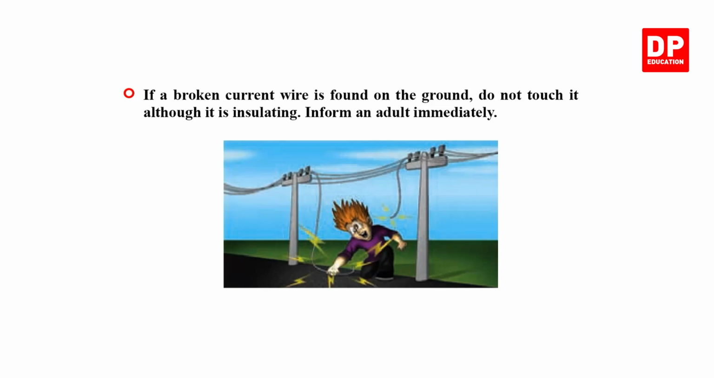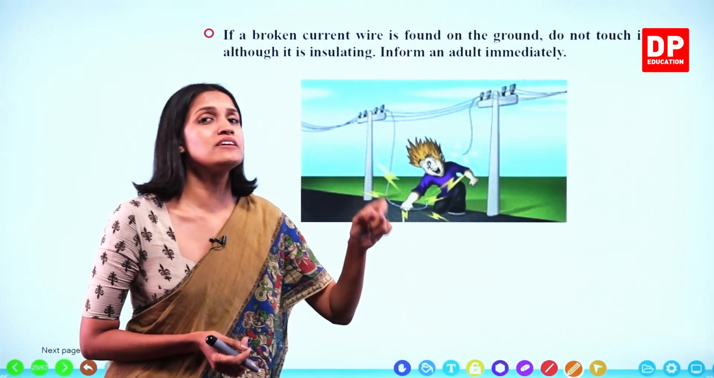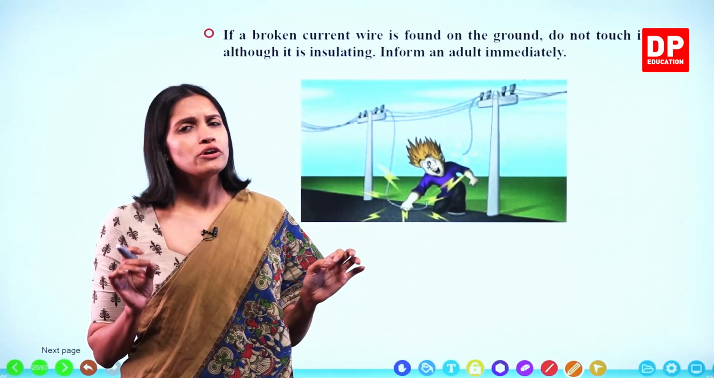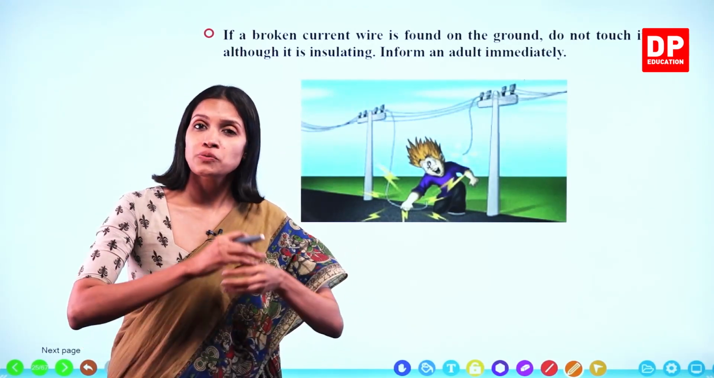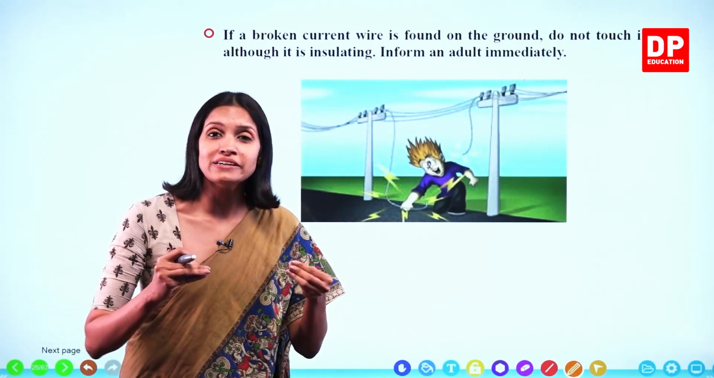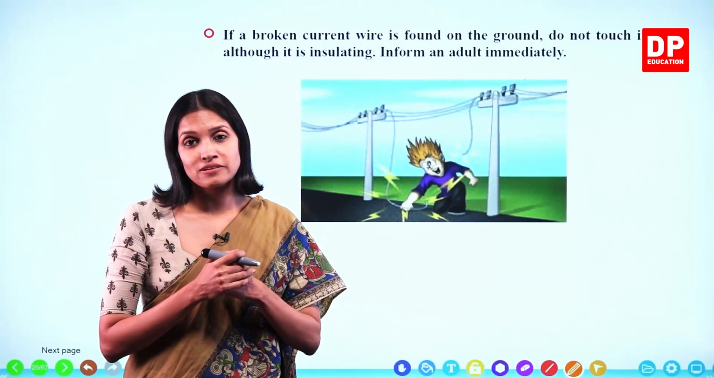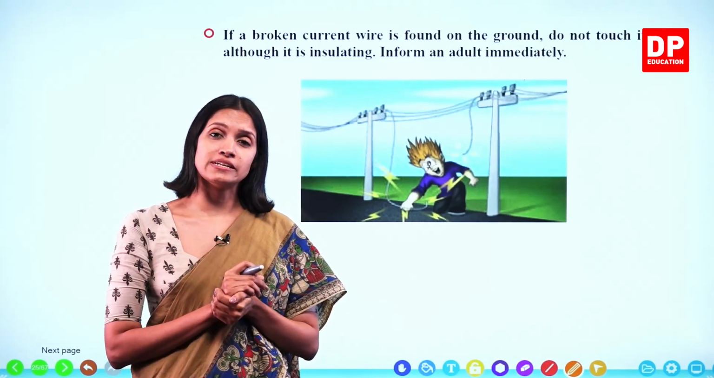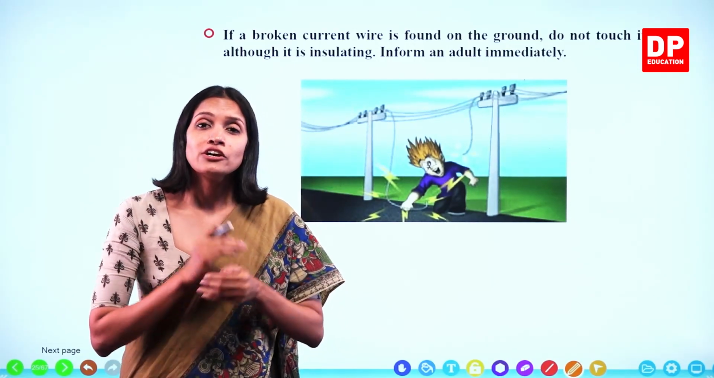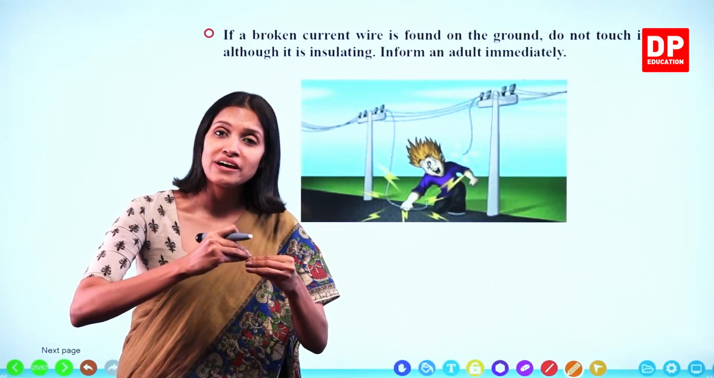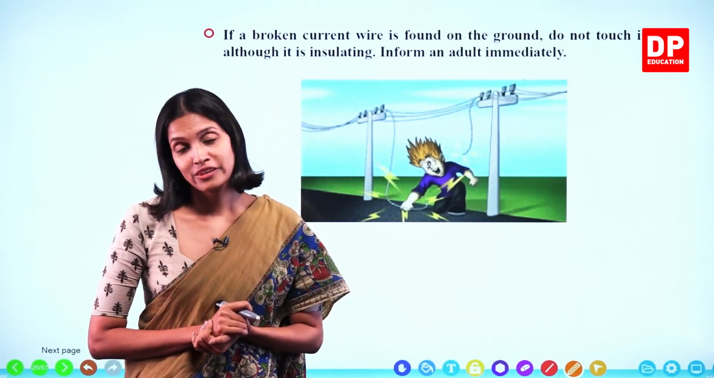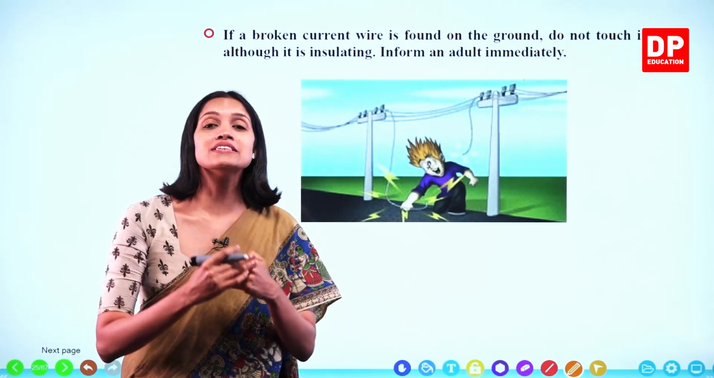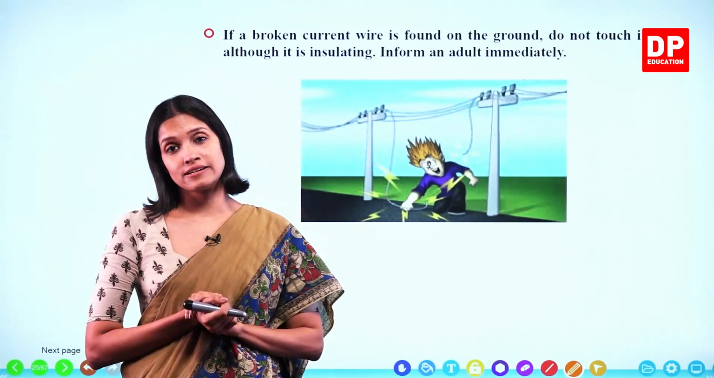Next one. If a broken current wire is found on the ground, do not touch it although it is insulating. What is the meaning of insulating? Do you remember we learned about the wires, like when we consider the wire, there are two areas present. Do you remember when we were learning about conductors and insulators? To do the activity, we used the outer cover of the wire and the inner part of the wire, right? This outer cover of the wire is insulating. It does not conduct electricity.